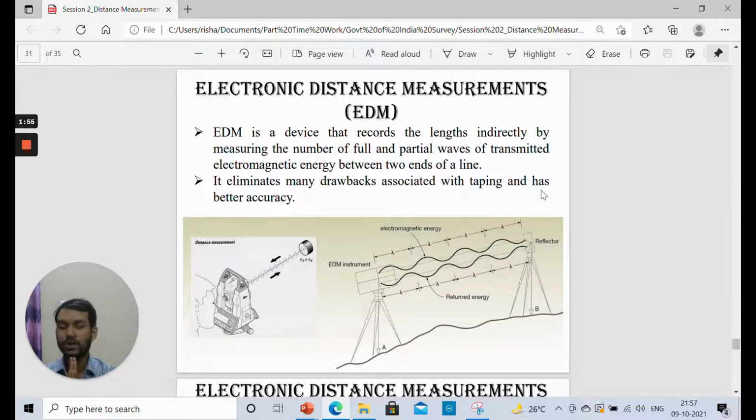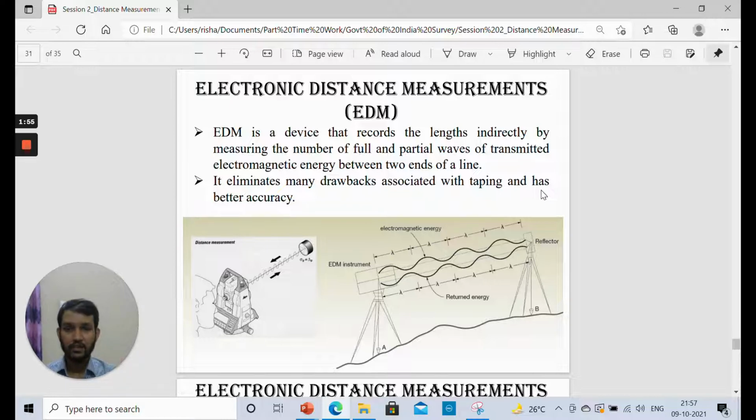So the total distance it will travel will be twice the actual distance. Why? Because it first goes to the reflector and then comes back. The machine records the total number of full waves and partial waves, and from that it gets the total distance. Once we know that total distance, we divide it by 2 to get the actual distance between the first and the last point.